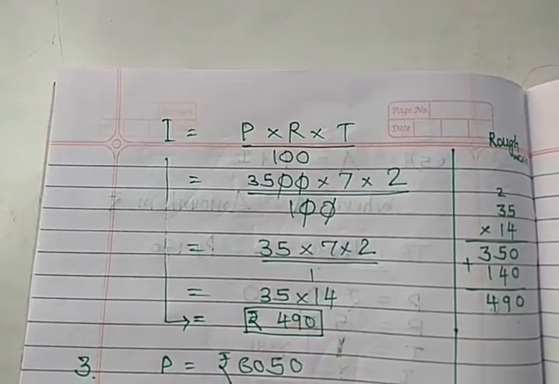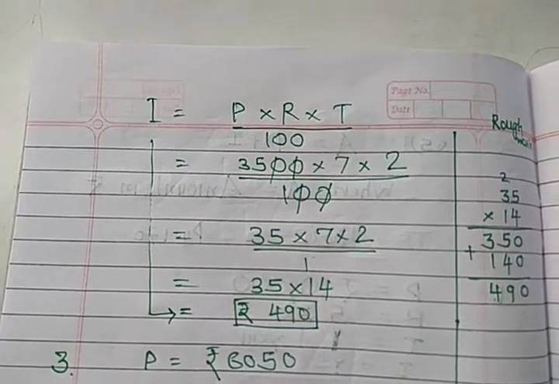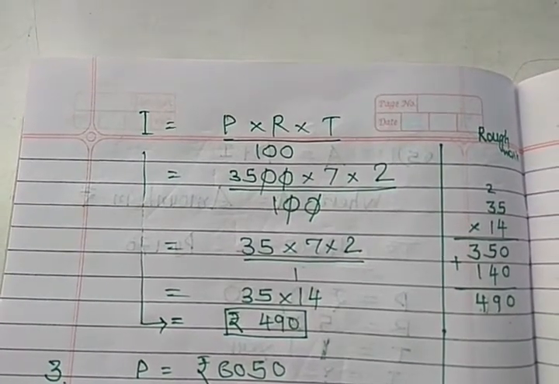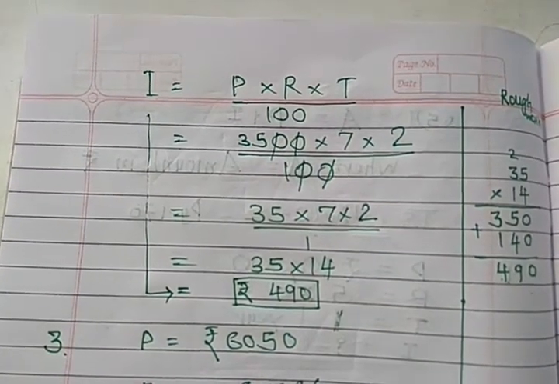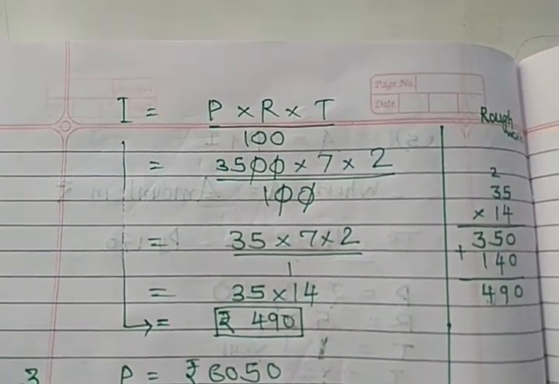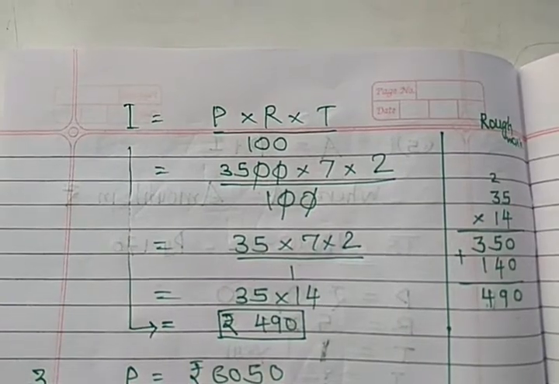Okay, so now P is equal to 3500 into 7 into 2 upon 100, the zeros gone, then 35 into 7 into 2 upon 1, right? Then you multiply them and you will get 490 rupees.